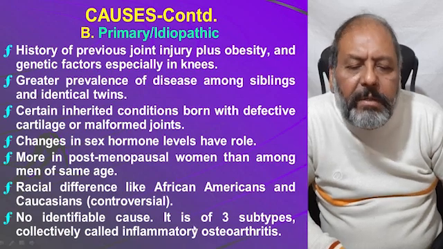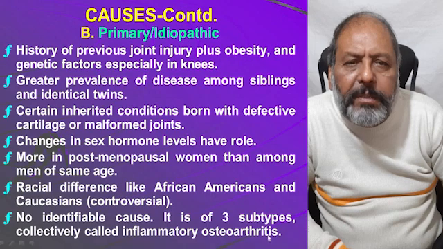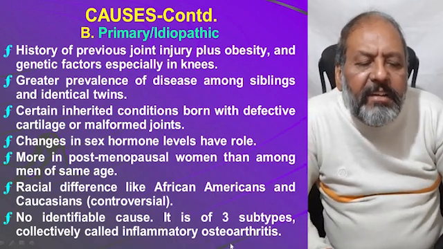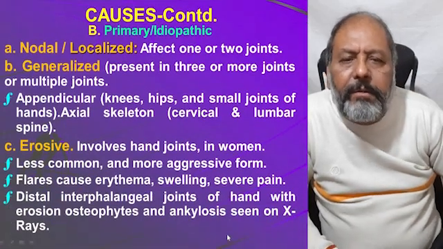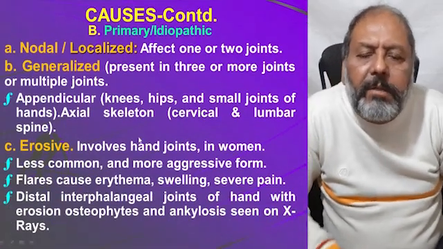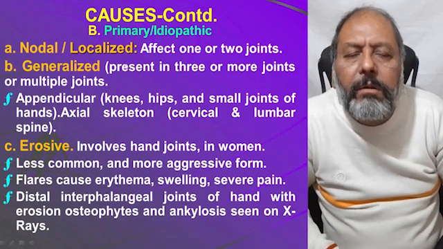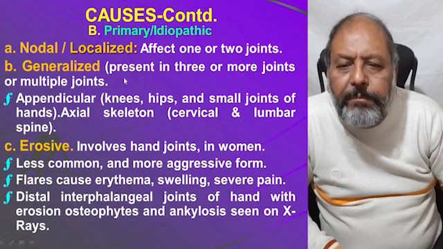No identifiable cause. It is of three subtypes. The primary or idiopathic is of three subtypes, collectively called inflammatory osteoarthritis. So here there are three subtypes. Number one of the primary and idiopathic: nodal or localized. It affects one or two joints only.